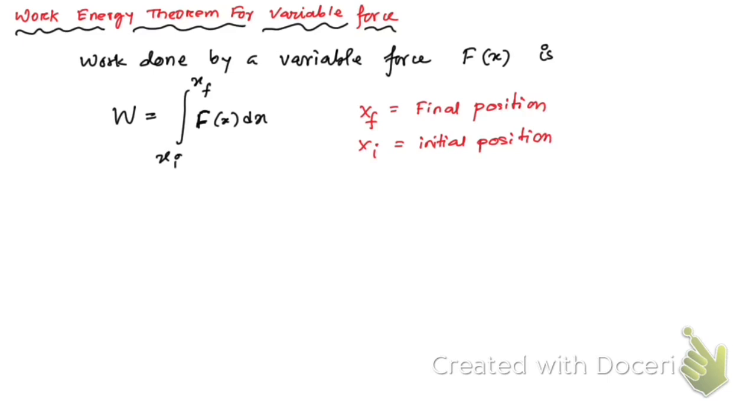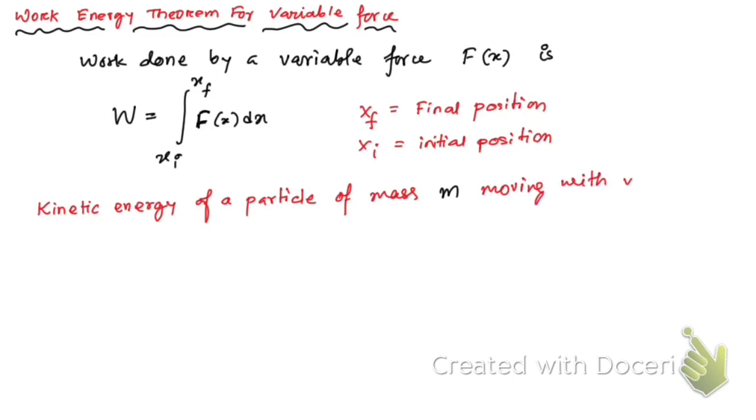Now you see, the kinetic energy of a particle of mass m moving with velocity v. We know that kinetic energy is given by KE is equal to half mv square. We know these things, right?